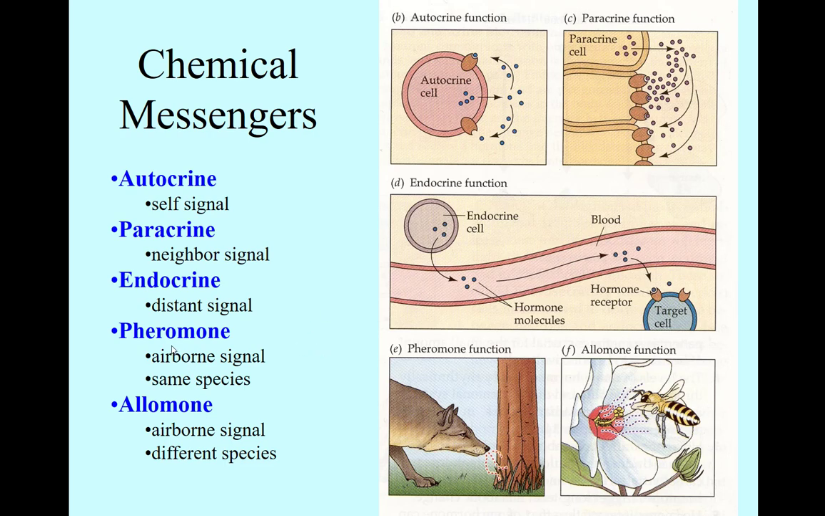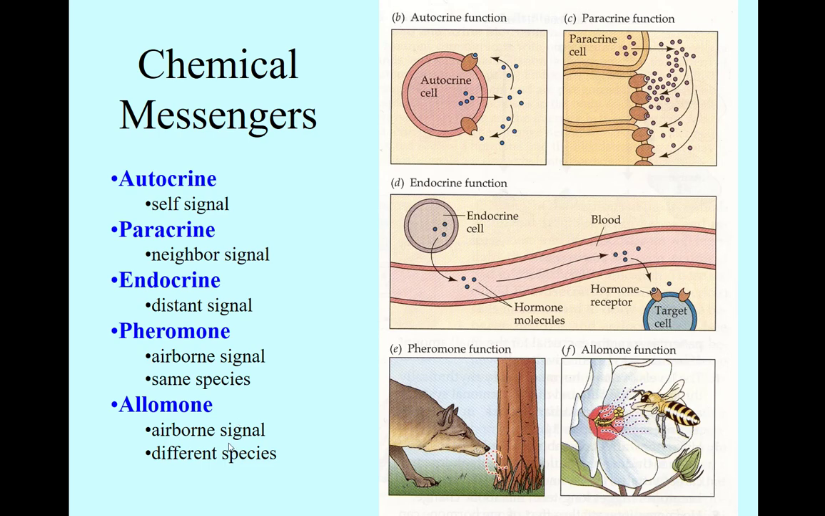And then we have 2 sort of odd ones. We have pheromone and allomone. These are both chemical messengers that are airborne. The first one, pheromone, is an airborne signal that is a way to communicate within the same species. This is why dogs pee on a tree to mark their territory. This is also what happens when dogs or cats go into heat. They send out a pheromone signal that the female is receptive for mating. So pheromones are airborne chemical signals within the same species.